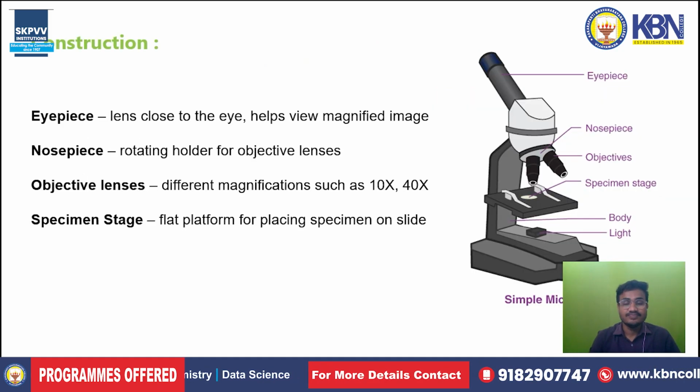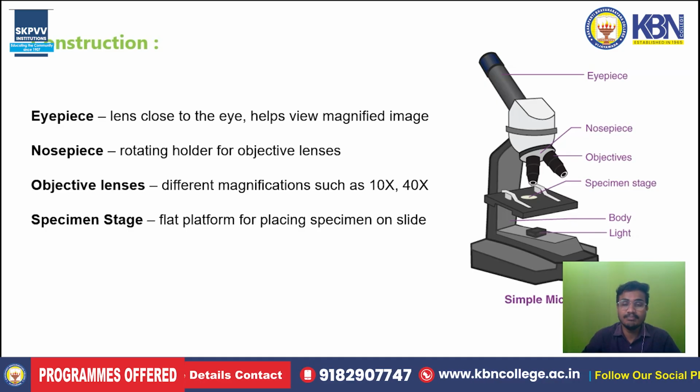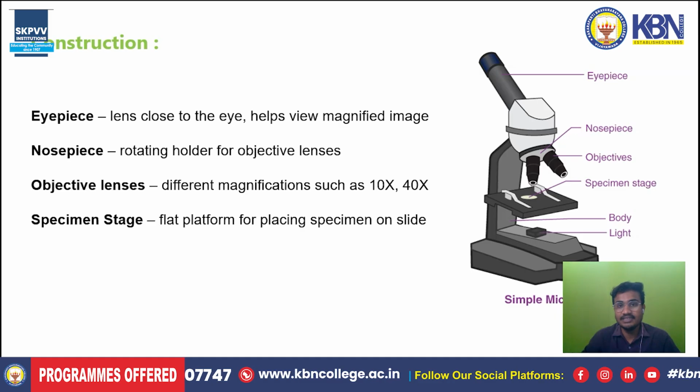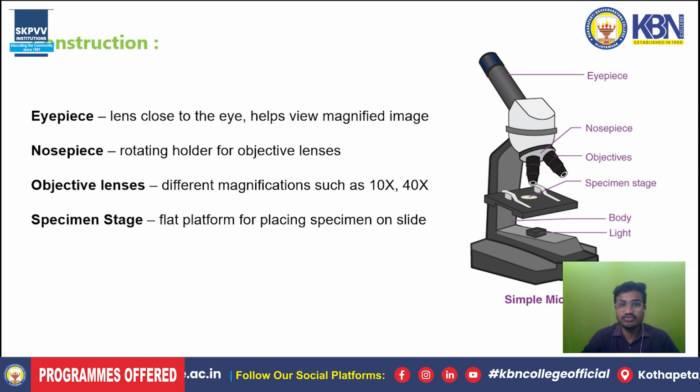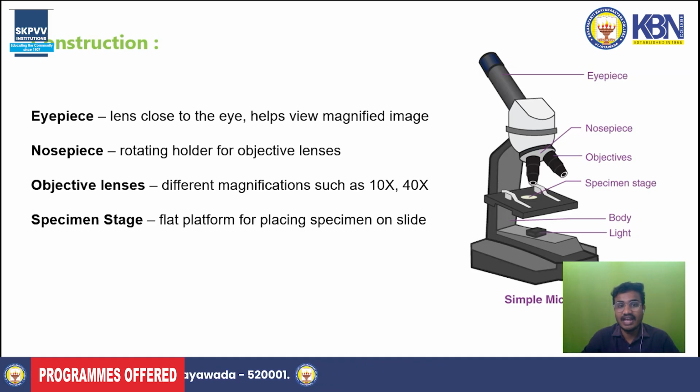Coming to the construction, a simple microscope will majorly have 8 parts. The first part is the eyepiece. The eyepiece is the lens closest to the eye, through which we are able to see the specimen, and it helps us view the magnified image of the specimen. The second one is the nose piece, a rotating holder which holds the objective lenses.